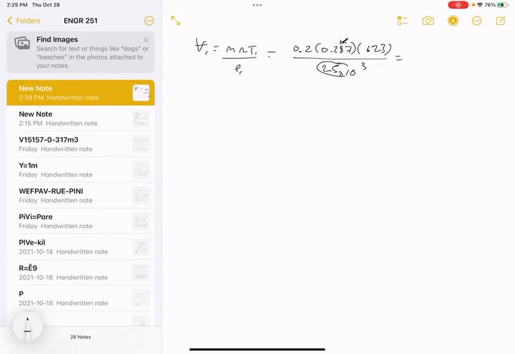Anyways, if you calculate this, we get, let's see, 0.0143 cubic meters, right? That's the initial volume. Okay, now what's the second volume?